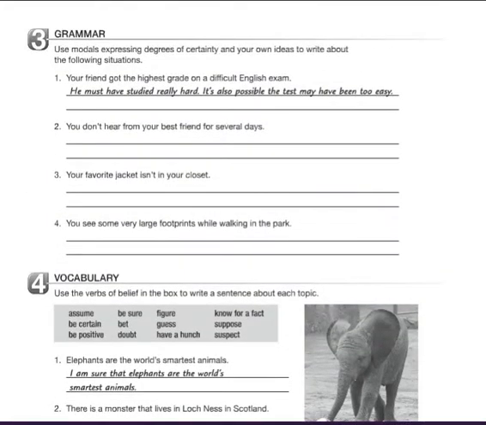All right, so here, for the ones who don't have the book, you have to write down expressions of degrees of certainty and your own ideas to write about the following situations. Your friend got the highest grade on a difficult English exam. He must have studied really hard. It's also possible that the test may have been too easy. Then you don't hear from your best friend for several days. Your favorite jacket isn't in your closet. You see some very large footprints while walking in the park.